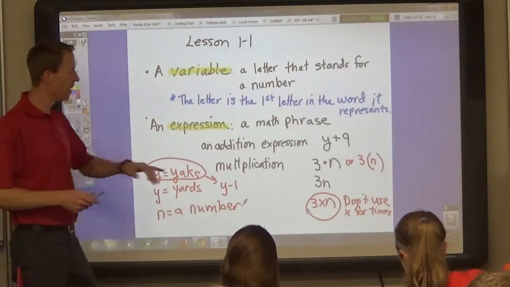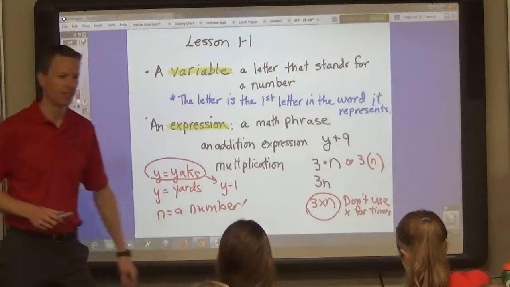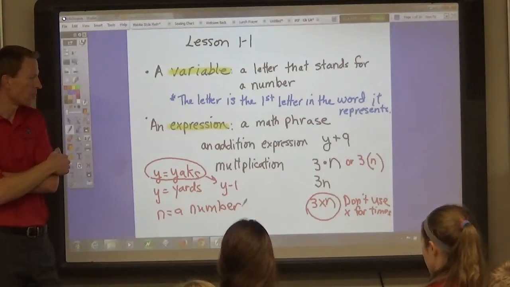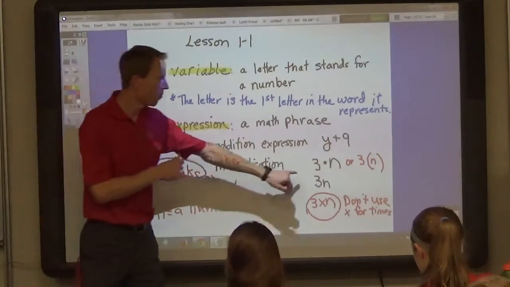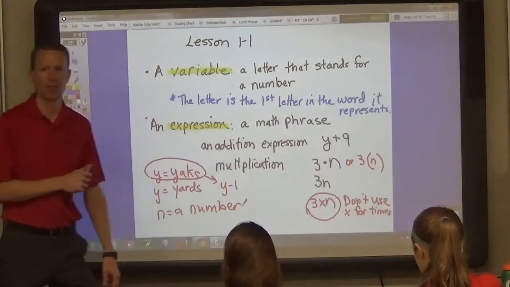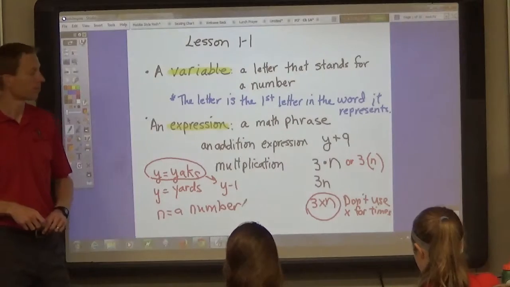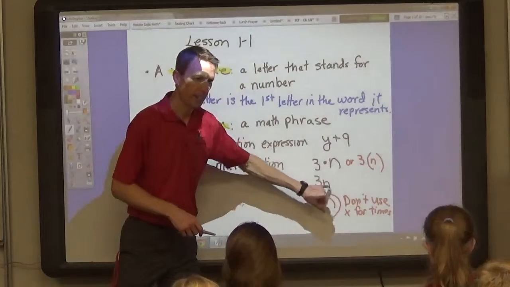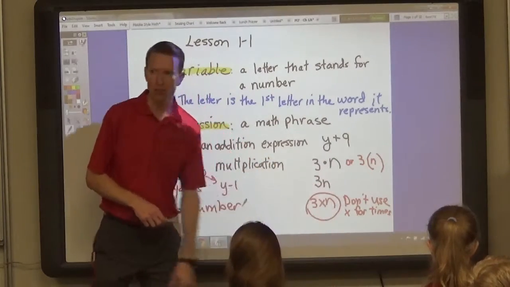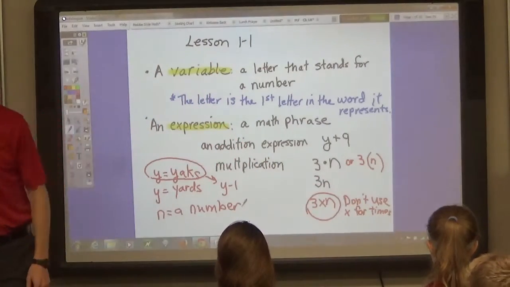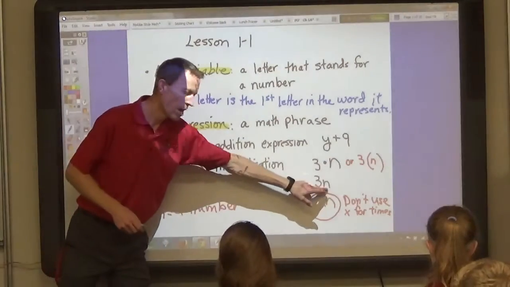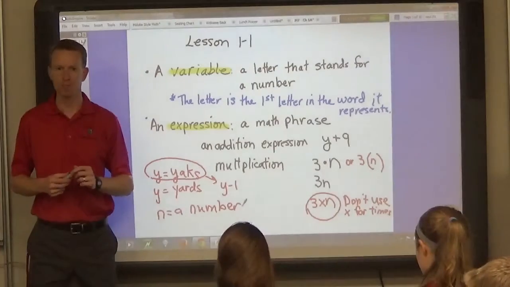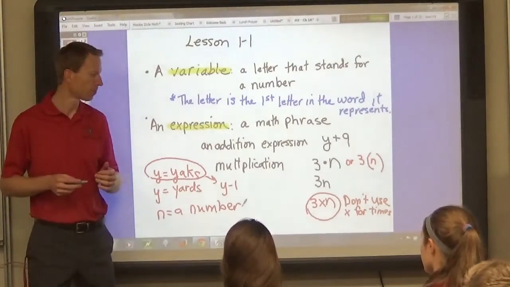How about a multiplication expression? There are ways to write a multiplication expression, like 3 times a number, 3 times n. Another way is to just write 3n. When you're writing a multiplication expression, you can put the number and the letter and just smash them together. That means multiplication, right? You've seen that one before.